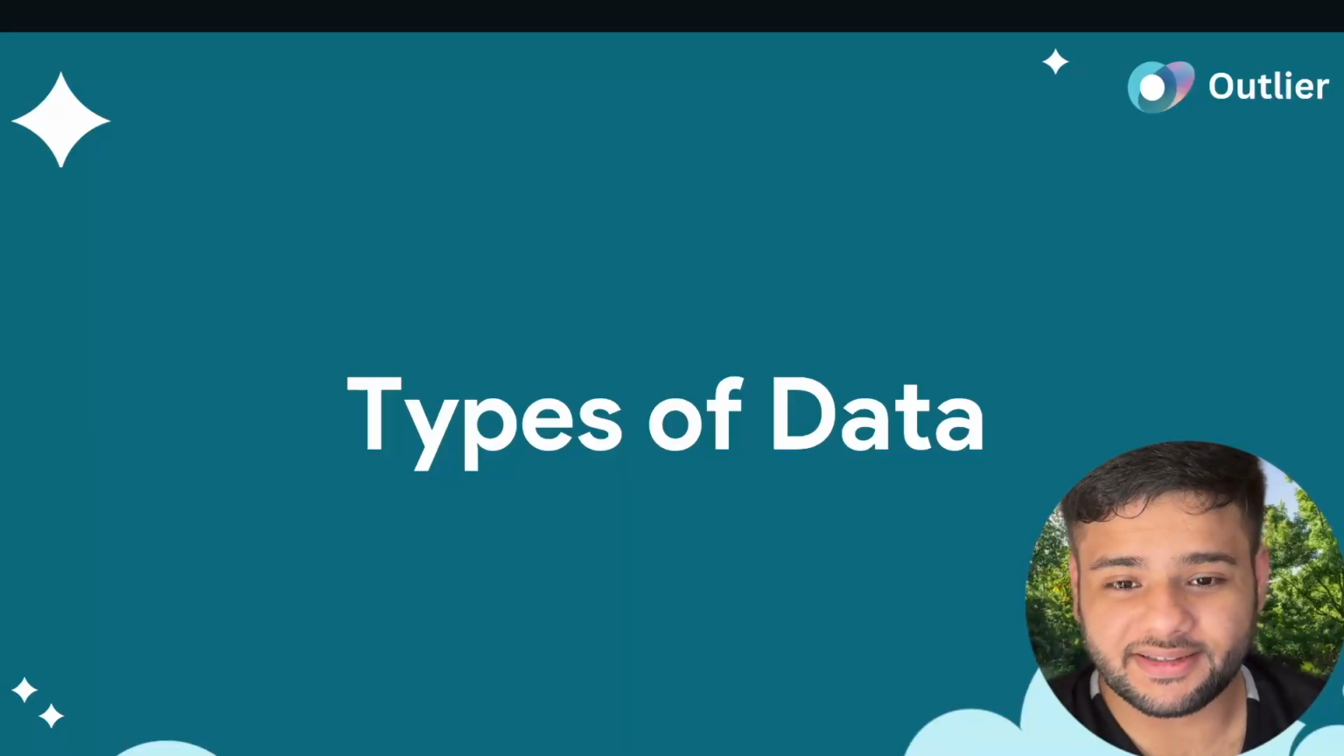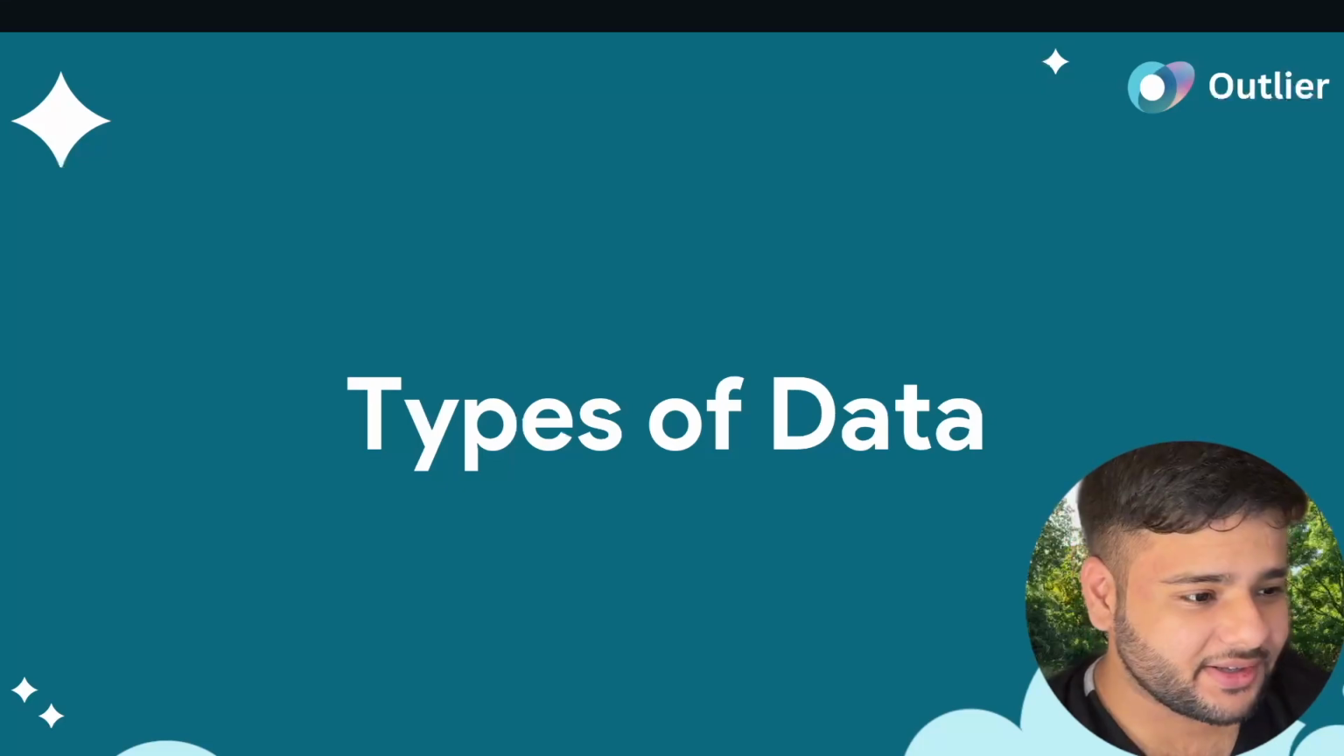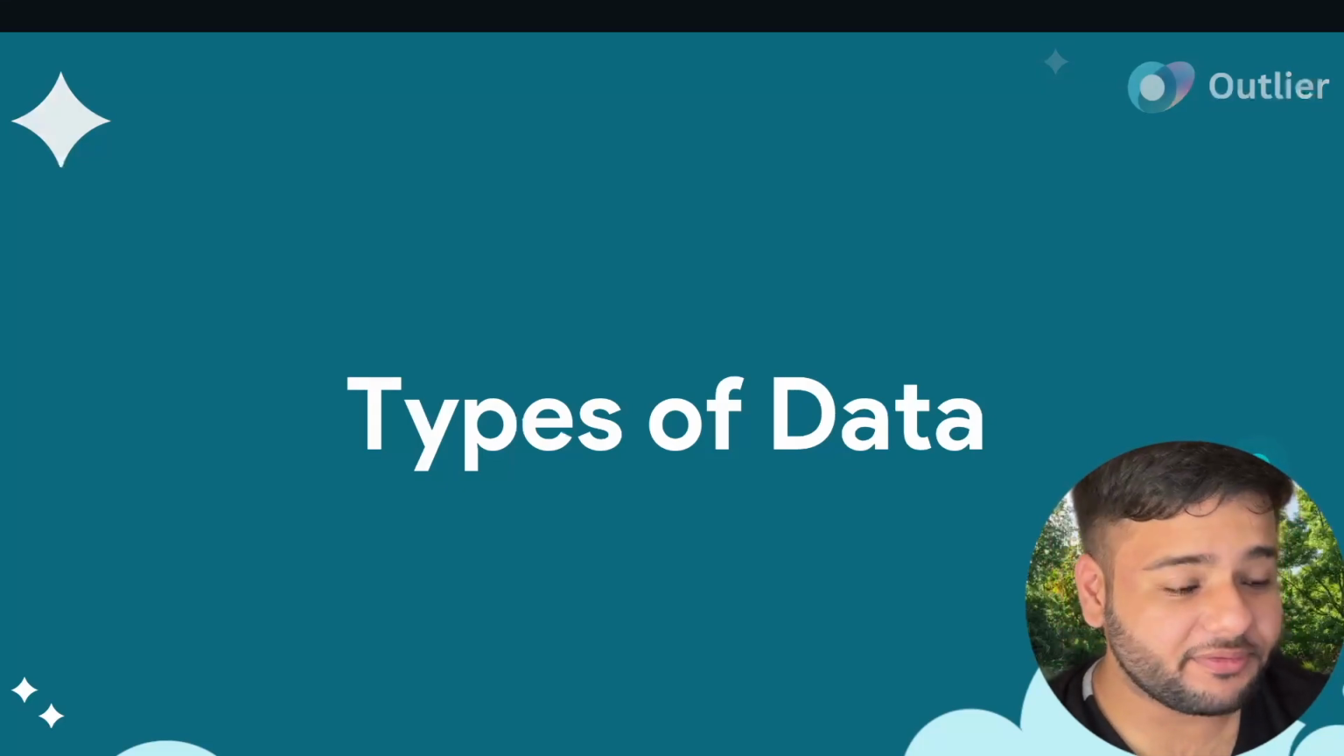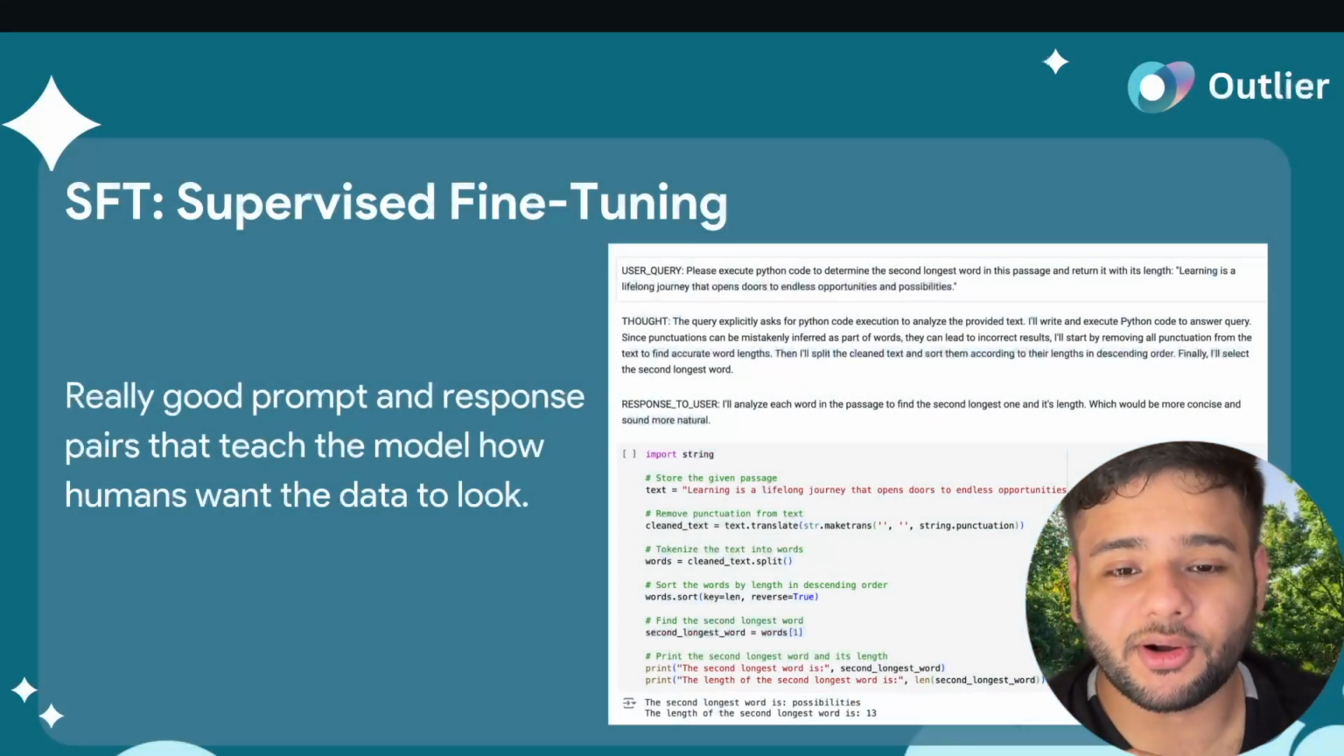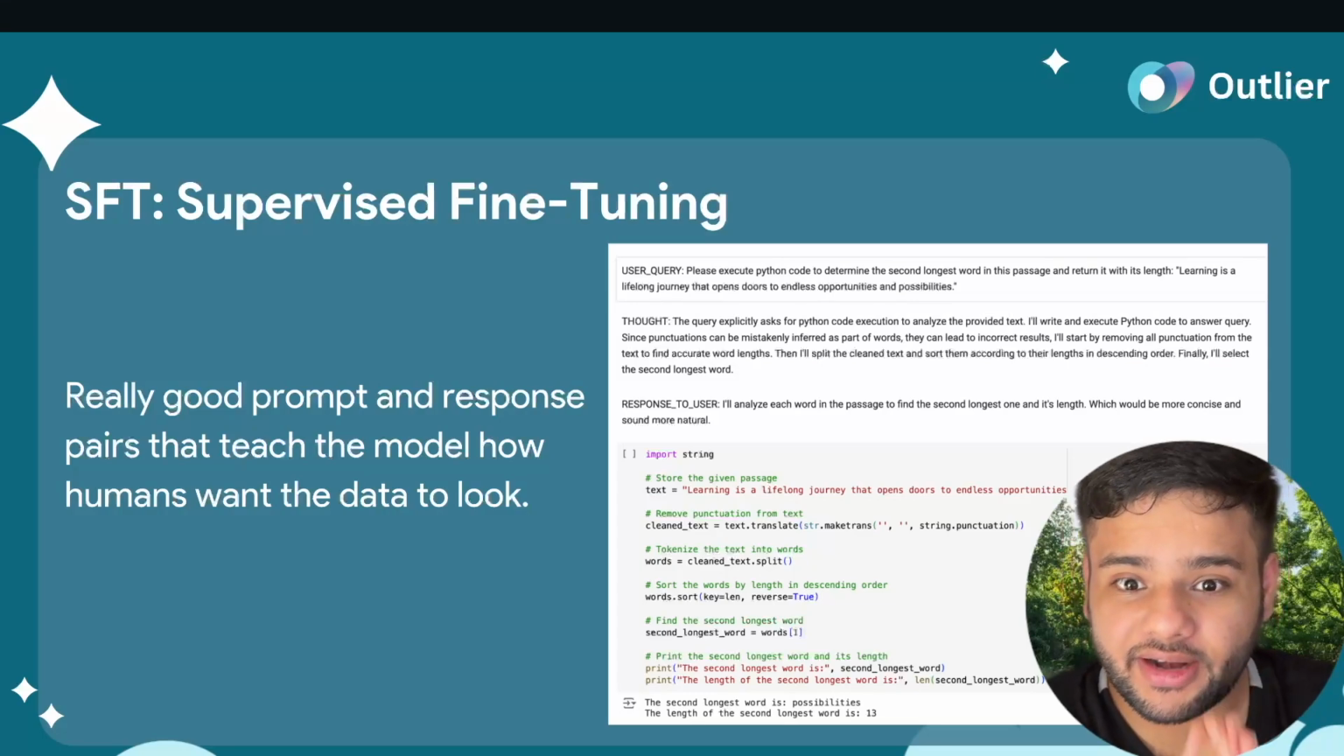Hi everyone. In this video, we are going to look into what are the different types of data that we produce at Outlier. So let's look into the first one. The first type of data that we produce is called supervised fine tuning or SFTs.